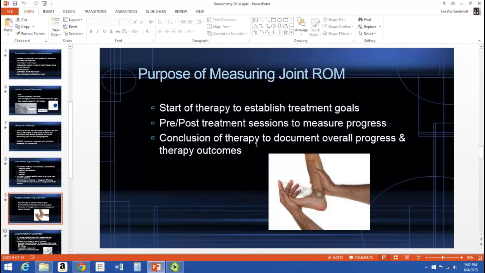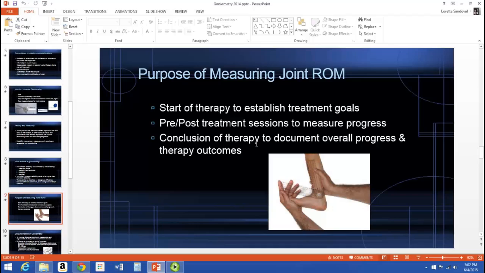So the purpose of measuring joint range of motion, and we've talked about this before, of course, is that we measure it at the start of therapy. The PT does it when they do their initial eval to establish treatment goals. We're going to measure pre and post a treatment session to measure their progress. So I'm going to measure this person's shoulder range of motion, then I'm going to do joint mobilizations, soft tissue, Mulligan, I'm going to have them do exercise, whatever treatments and interventions you're using. And then we measure post-treatment to see, were those treatments and interventions effective?